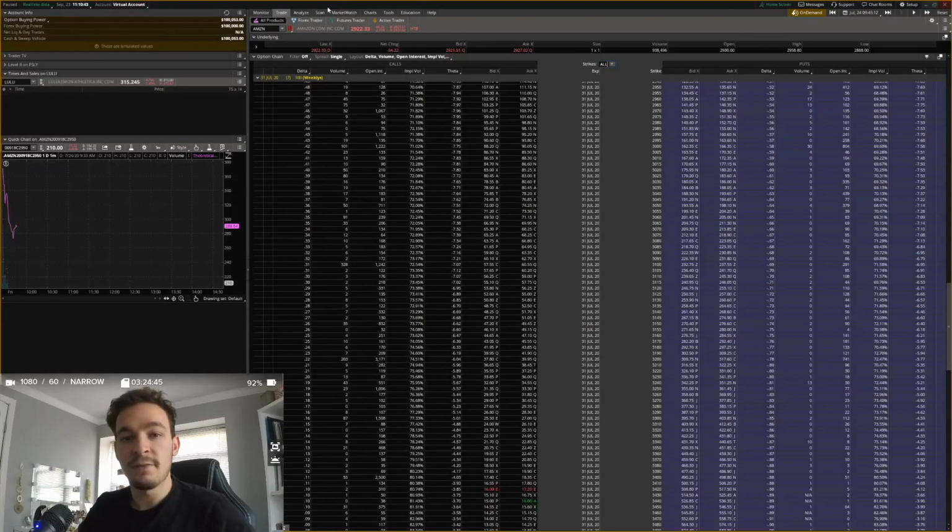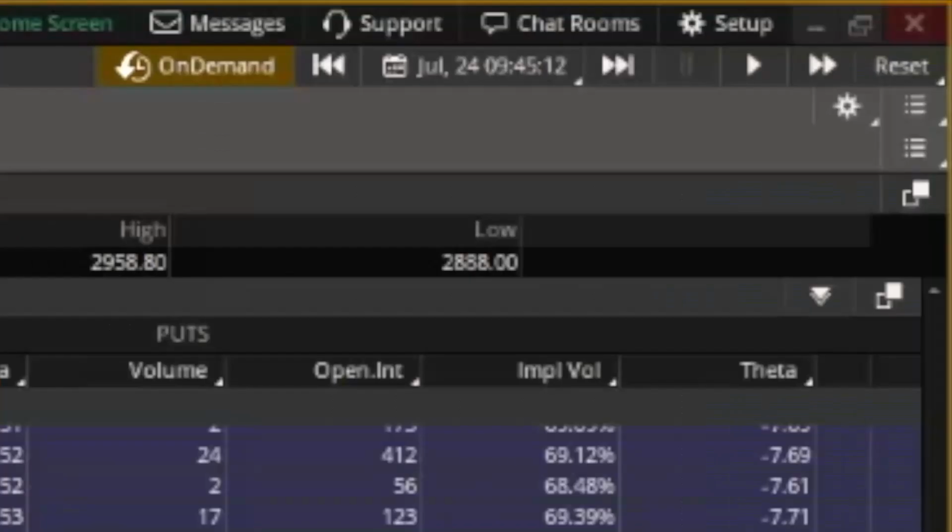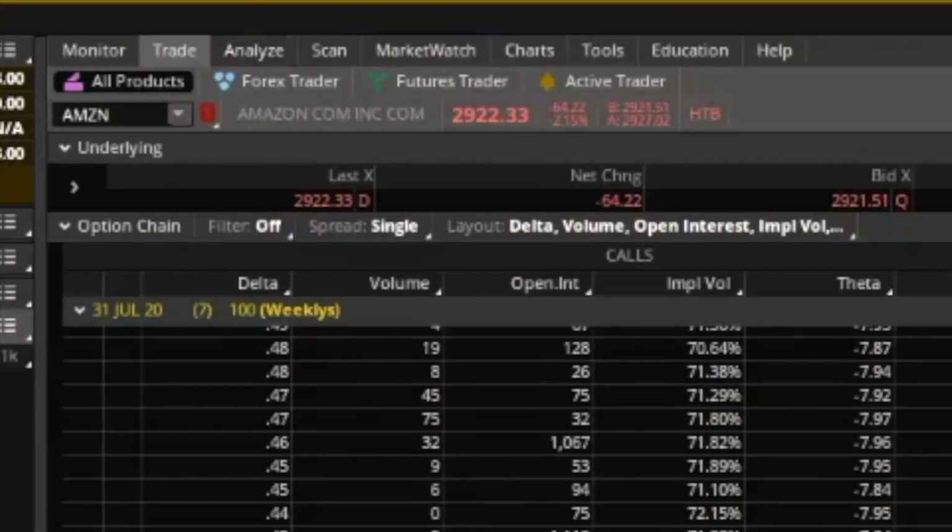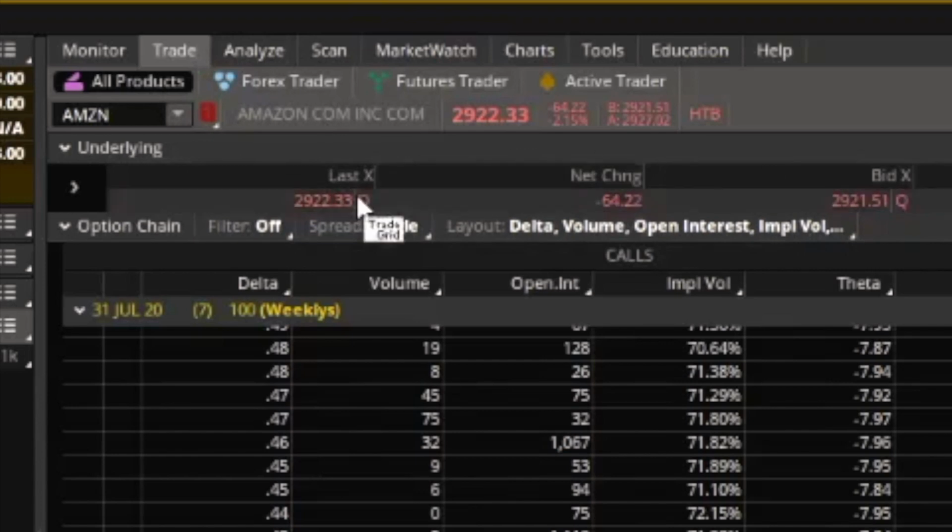So now that you have that brief understanding, let's actually take a look at an example of this. So I have ThinkOrSwim open right here. ThinkOrSwim allows you to go back in time in the past and kind of test out strategies or purchases or anything like that. So I actually have July 24th at 9:45 open, and I opened Amazon here.